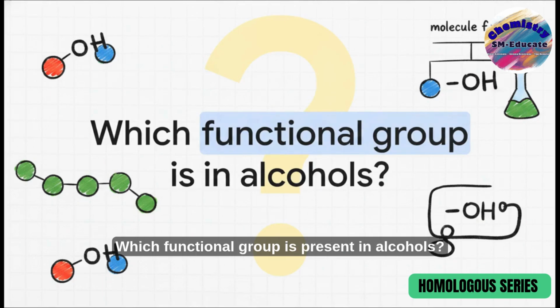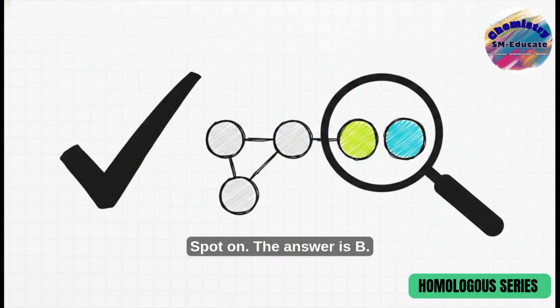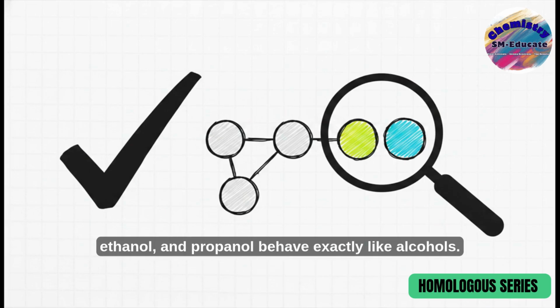Moving right along to question 2. Which functional group is present in alcohols? Think back to the family rules we literally just reviewed. What's the specific surname or anchor for the alcohol family? Spot on. The answer is B. The OH or hydroxyl group is the active site that makes methanol, ethanol, and propanol behave exactly like alcohols.